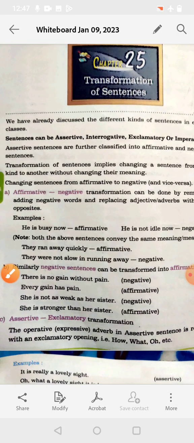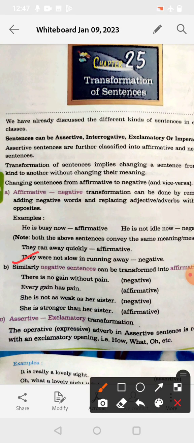Now similarly, if negative sentences are going to be transformed into affirmative, how are we going to do that? All of you know very well that in negative sentences, 'no' is there. For example: There is no gain without pain. This one is negative. When we change it into an affirmative one, 'no' will be removed, so it will be: Every gain has a pain. In both sentences you can notice that the meaning or message is the same, but the sentence is changed from negative to affirmative.